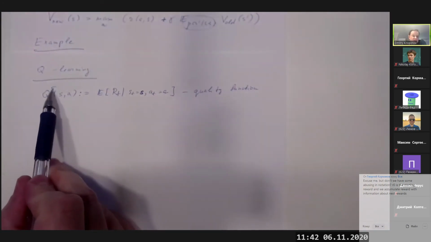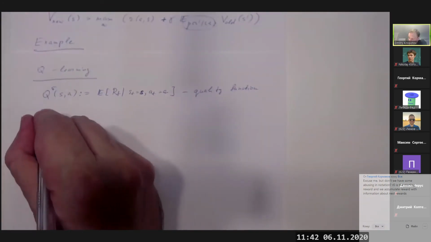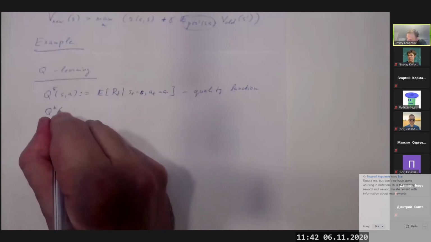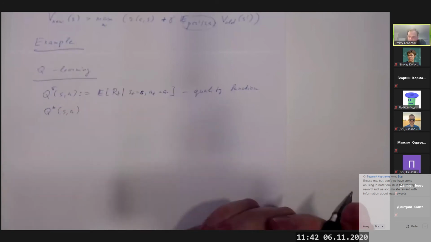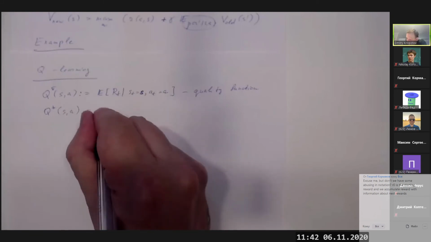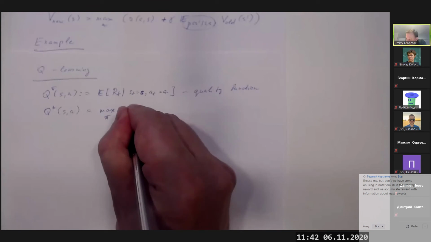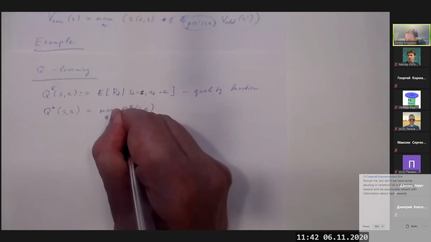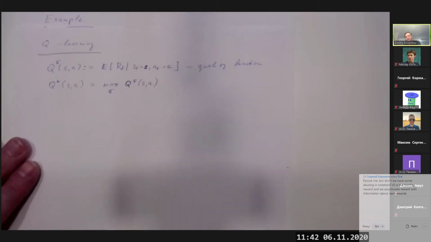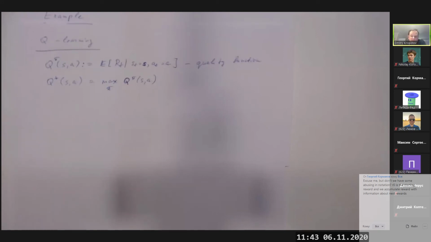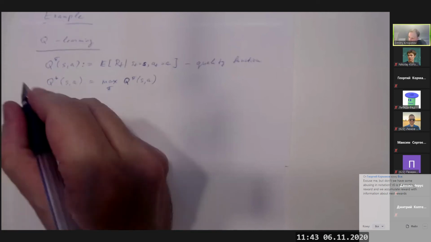This quality function is defined for a particular policy pi. Similar to the case of the V function, we may introduce the optimal Q function, which is a max over all possible policies of our Q functions, like this. And then having this notion, we again may find a kind of Bellman equation for the optimal Q function.